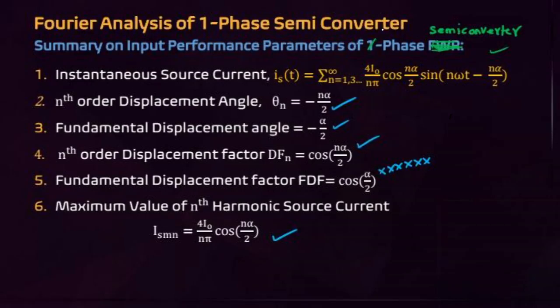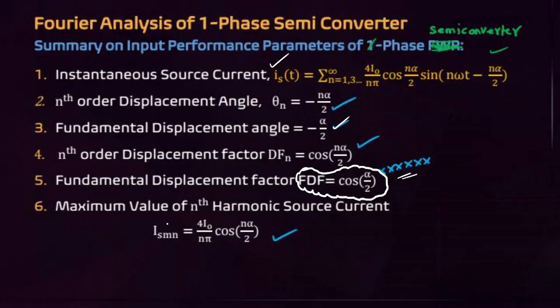Then if you apply the Fourier analysis, this is the summary. Instantaneous source current expression, this one. What is the displacement angle? Alpha by 2, students. What is the nth order harmonic displacement factor? Cos n alpha by 2. But the fundamental displacement factor is cos alpha by 2. See the difference. In a full wave rectifier, what is the displacement factor? Cos alpha. But here displacement factor equals cos alpha by 2. This is the 5-star formula.